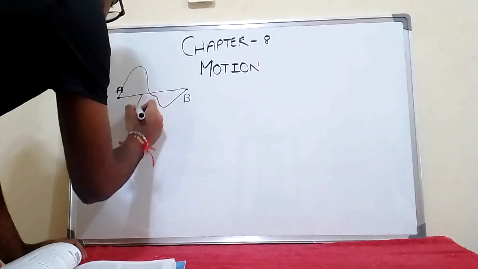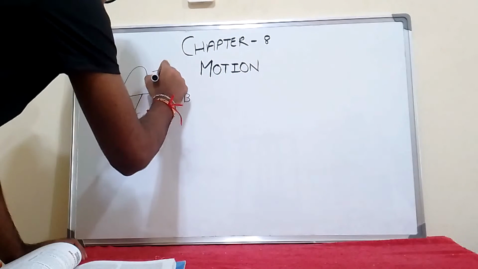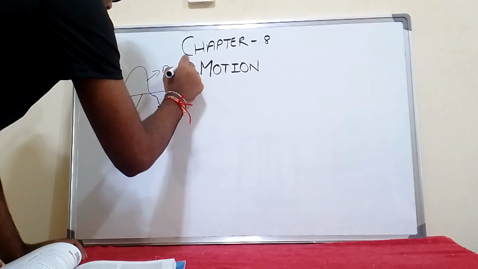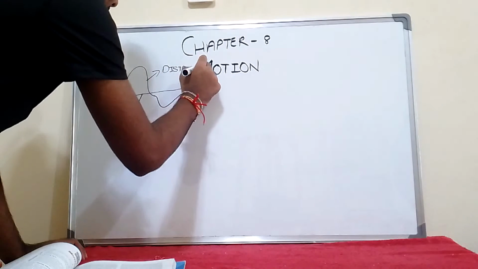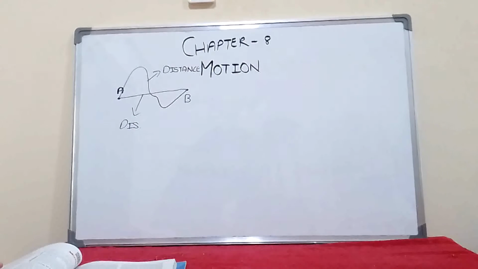That is, this is going to be displacement and this is going to be the distance. So distance means the distance that you have actually covered, or the actual path that you have taken, whereas displacement means how far you have actually come from point A, or how much you have actually displaced. It's called displacement.